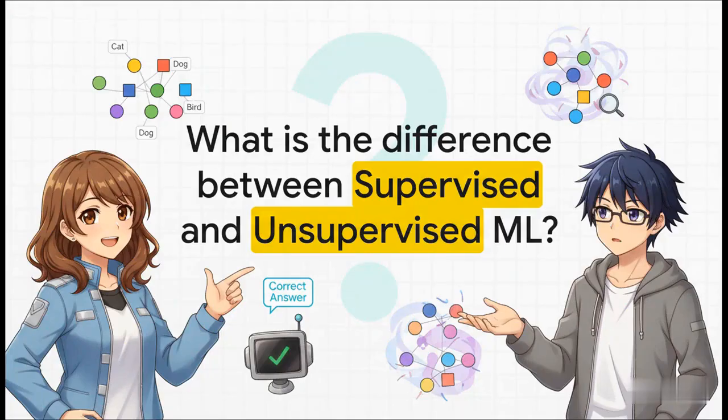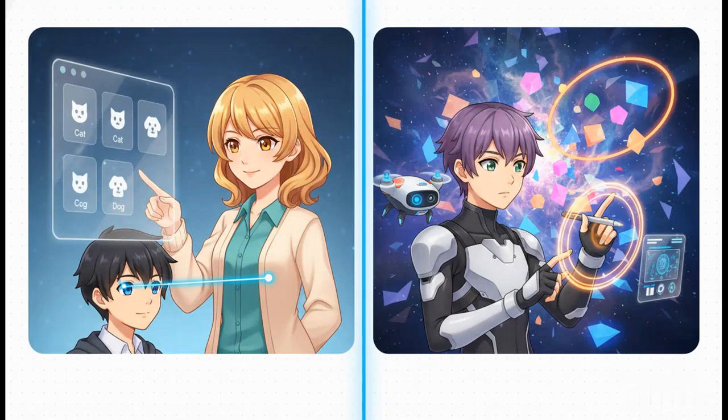Here's a question you can basically guarantee you'll be asked. What is the difference between supervised and unsupervised machine learning? It really all comes down to the data. Supervised learning is kind of like learning with a teacher. The model gets trained on labeled data that already has the answers, so it can learn to make predictions.